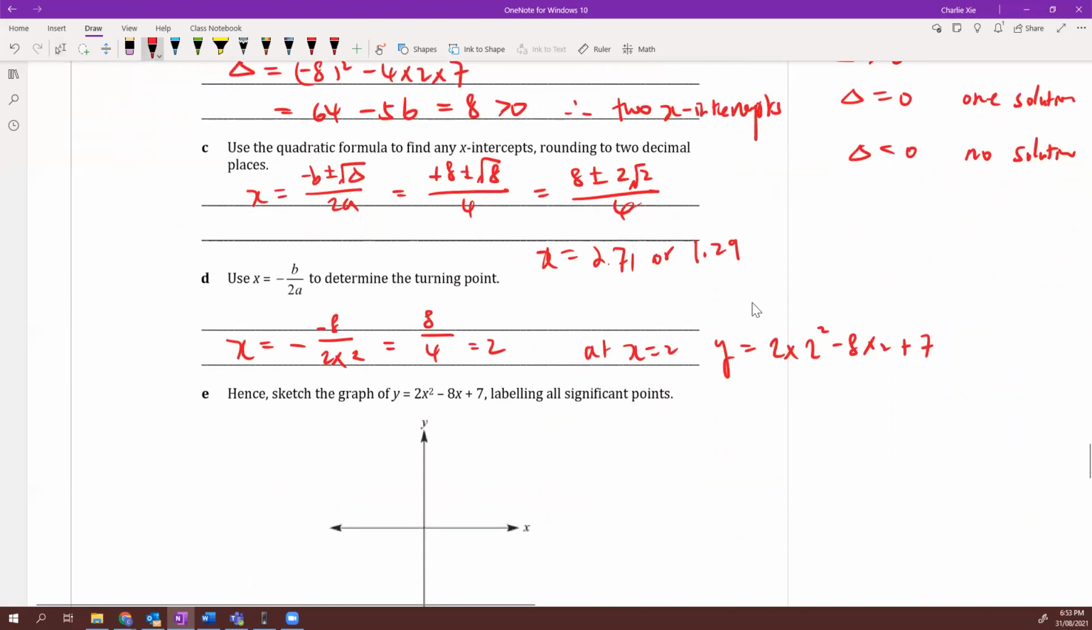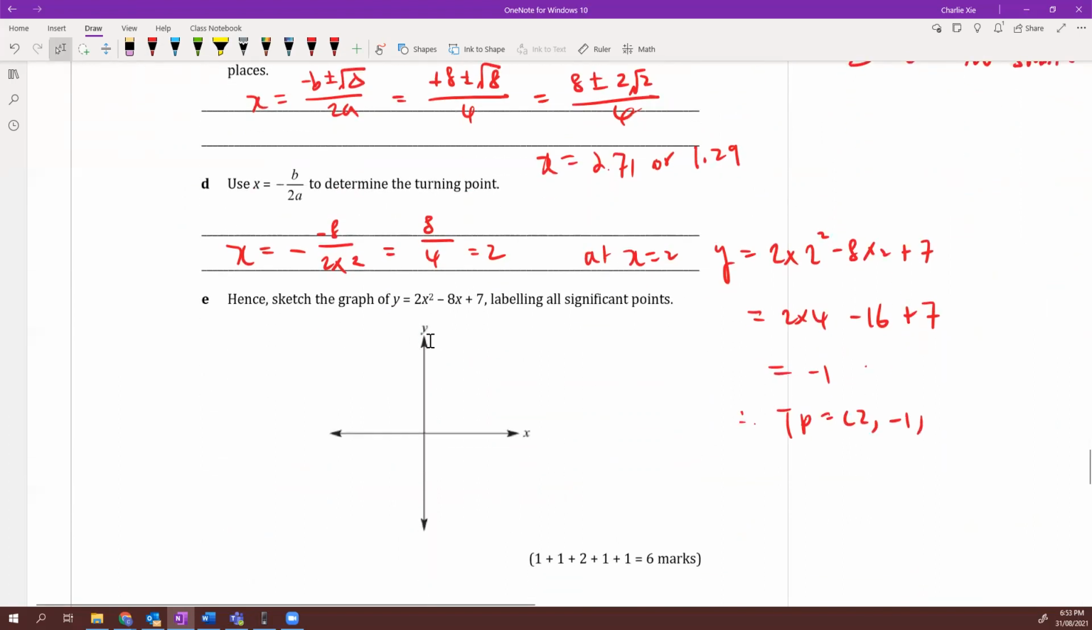Okay. So 2 times 2 squared, 2 times 4 minus 8 times 2, 16 plus 7. 8, 2 times 4, 8. 8 minus 16 minus 8 minus 8 plus 7 minus 1. So therefore, turning point equals 2, -1. Okay. Hint, sketch the graph. Sketch the graph, we need turning point and axis intercepts.